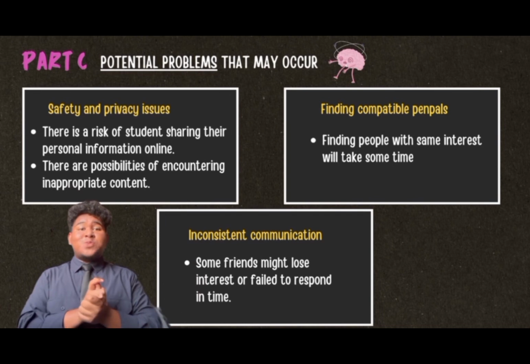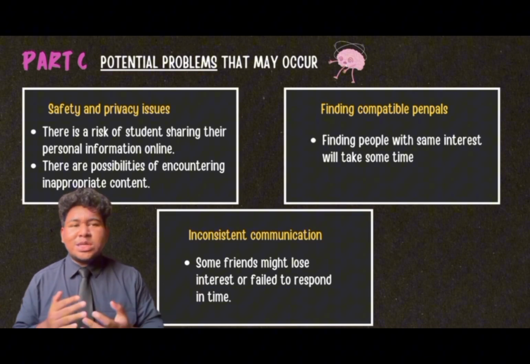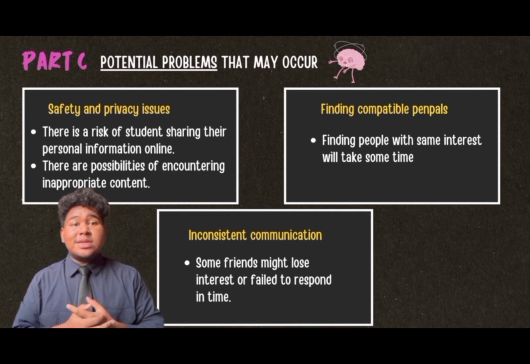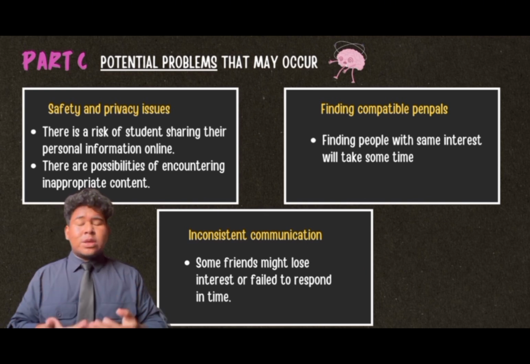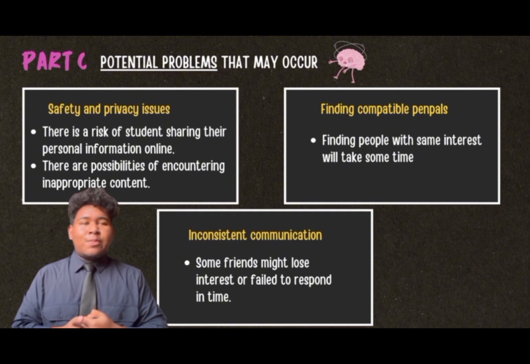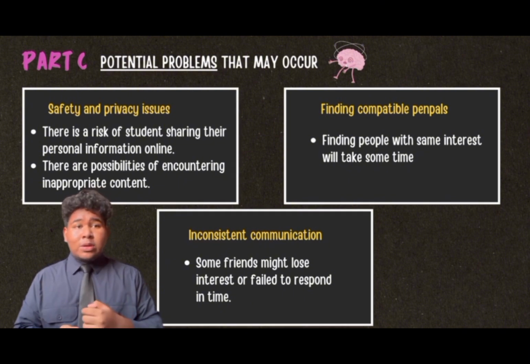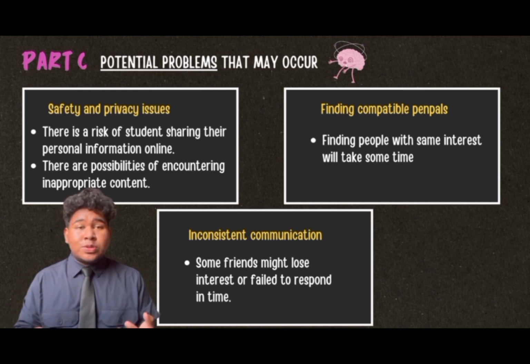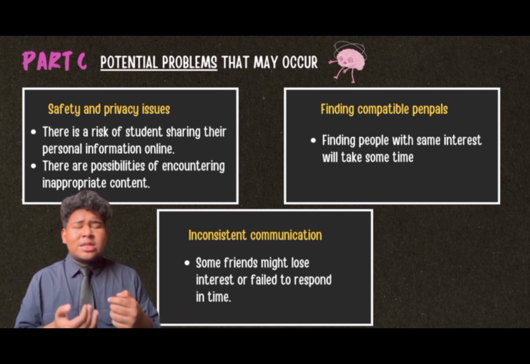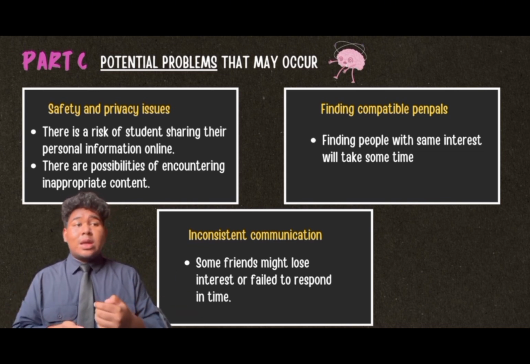Now, I will be explaining part C, which is potential problems that may occur while using this application. First and foremost, when we introduce this application to our students, safety and privacy issues should be our main concern, because this application promotes interaction between strangers, we should keep in mind stranger danger, because we can consider this activity as an uncontrollable environment.